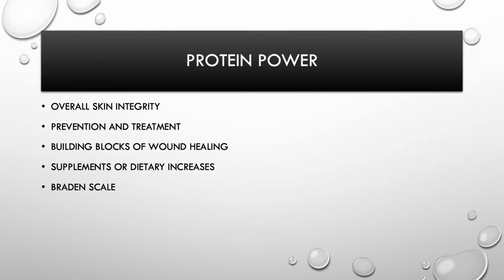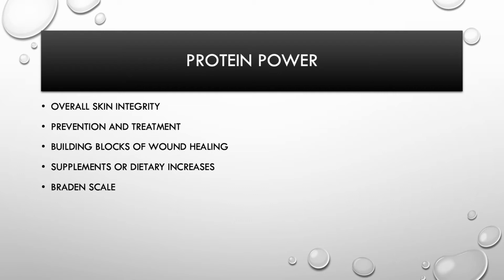Protein is the first intervention we're going to discuss. Protein is very important to overall skin integrity. That's why it can be used as a preventative measure and also a treatment intervention. When you're looking at the Braden score and your patient is scoring at risk due to nutrition, even if they don't have an existing wound, it's still appropriate to get an order for a protein supplement to increase their protein to protect their skin.